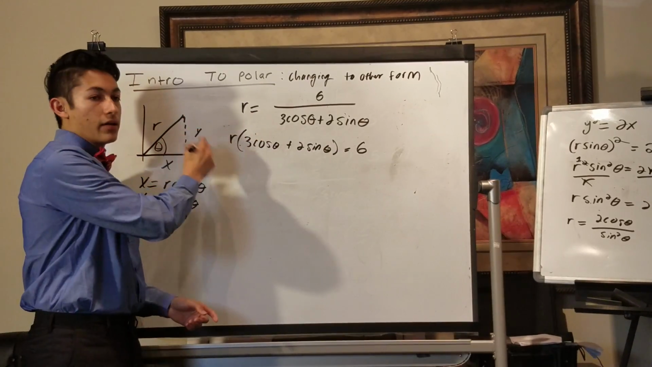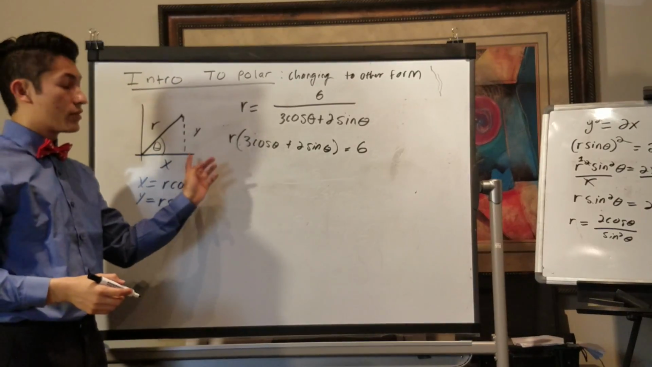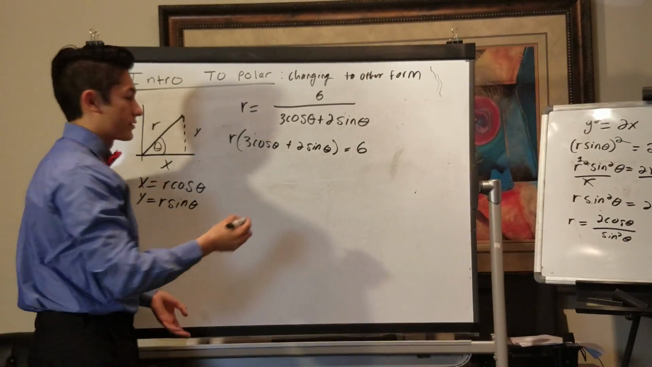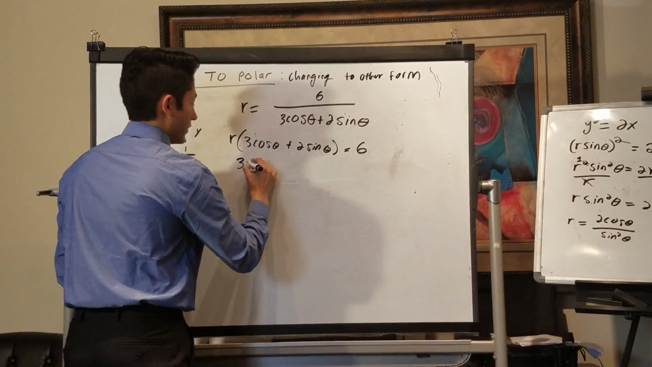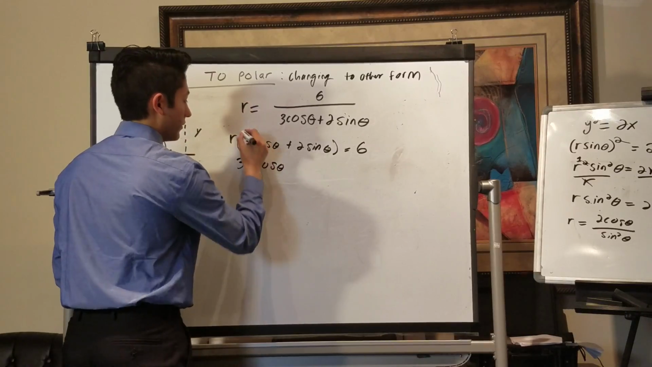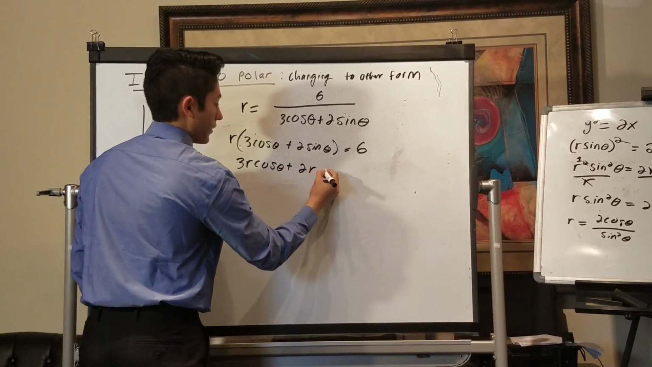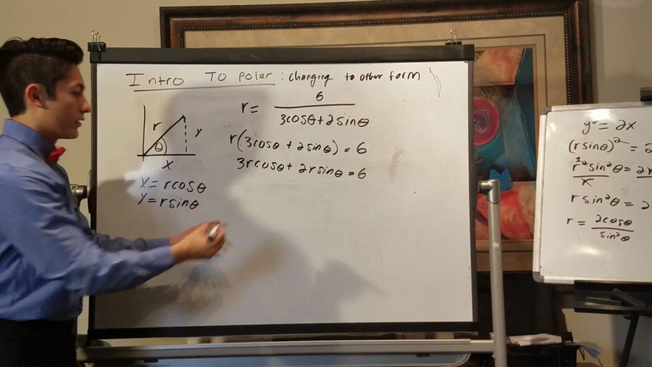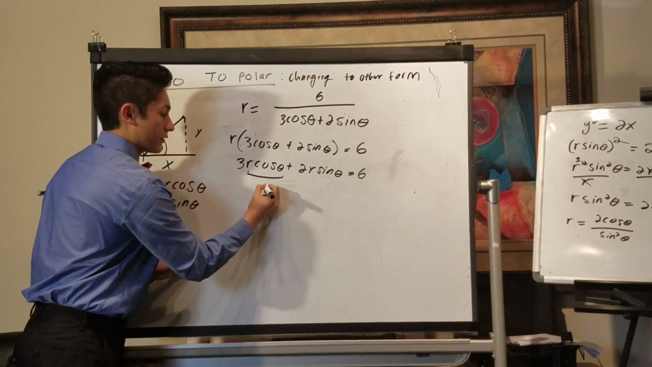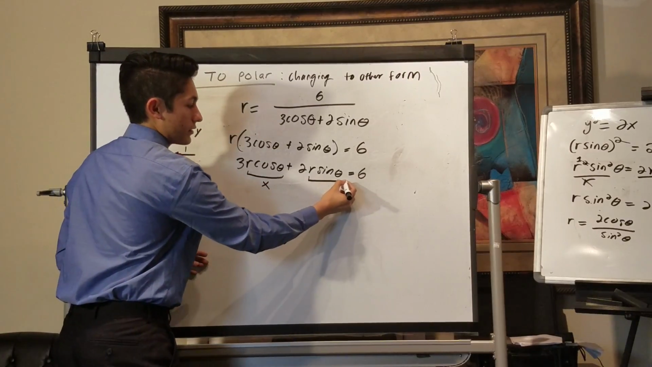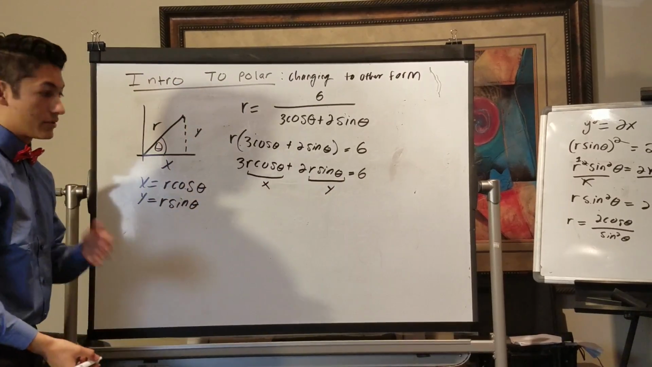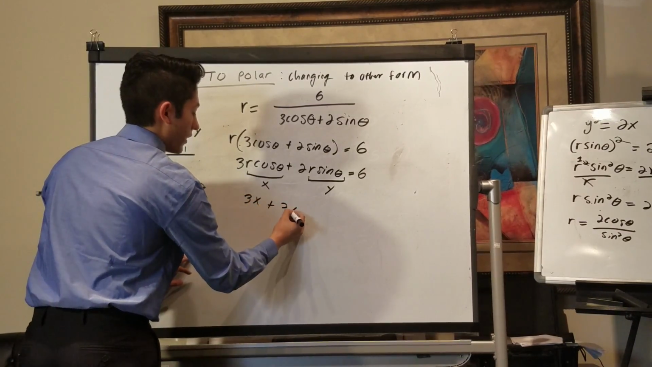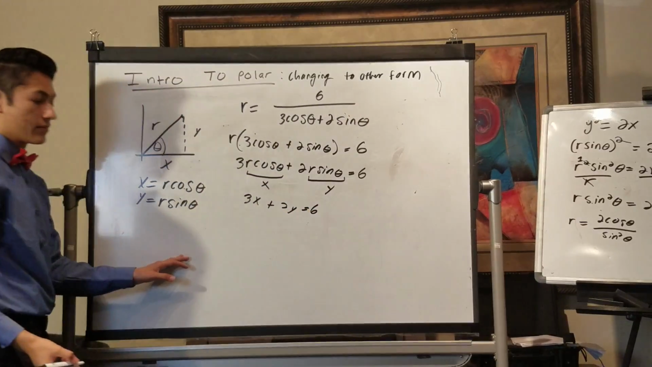So now we have to multiply the r into the cosine and sine theta to simplify to x and y. So we're going to do that: 3r cosine theta plus 2r sine theta is equal to 6. Now we know that this here is equal to x and this here is equal to y. So now simplify: 3x plus 2y is equal to 6.